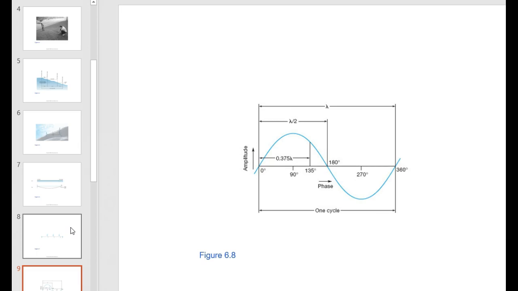So what a total station actually does is send out several different wavelengths of light. None of these are visible light, of course. And then it measures actually what the phase angle is right here when the wave returns.